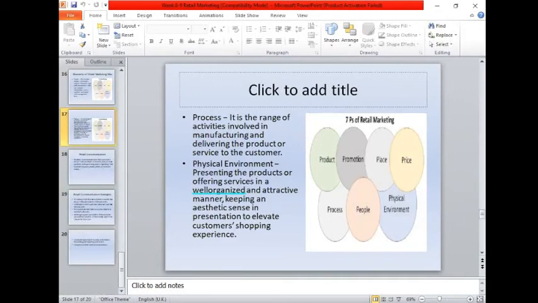Process is the range of activities that involve the production of the products to distribution, and it will be transferred to the final customers. And the physical environment is presenting the product or offering services in a well-organized and attractive manner in order to elevate the customer shopping experience. So the physical environment talks about the ambience and how the customers feel when they are inside the store or the retail business.